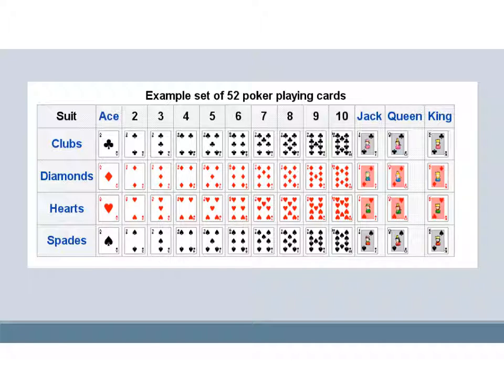There are 4 suits in a deck of cards: clubs, diamonds, hearts, spades. And each suit has 13 cards: ace, 2, 3, 4, 5, 6, 7, 8, 9, 10, jack, queen, king. The jack, queen, king are called face cards. 2 of the suits are black, the clubs and spades, and 2 of the suits are red, the diamonds and hearts.